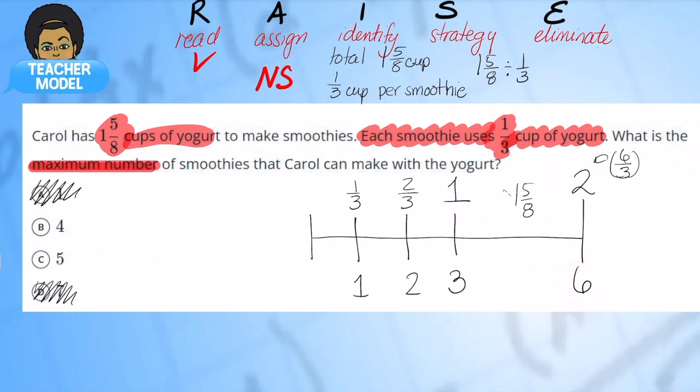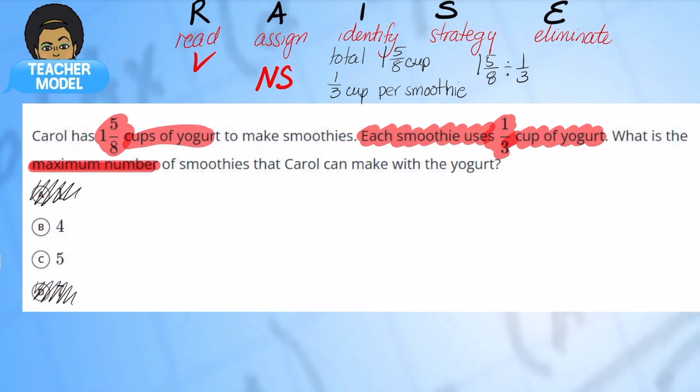So I eliminated 1, I eliminated 7, and that leaves these two, which are very close together, which is good to know. So let's show our work and our strategy. And I'm going to try and show it as neatly as I can. I have 1 5/8 divided by 1/3. Let's change this to easier numbers to work with: 13/8. So again, I just changed to an improper fraction.